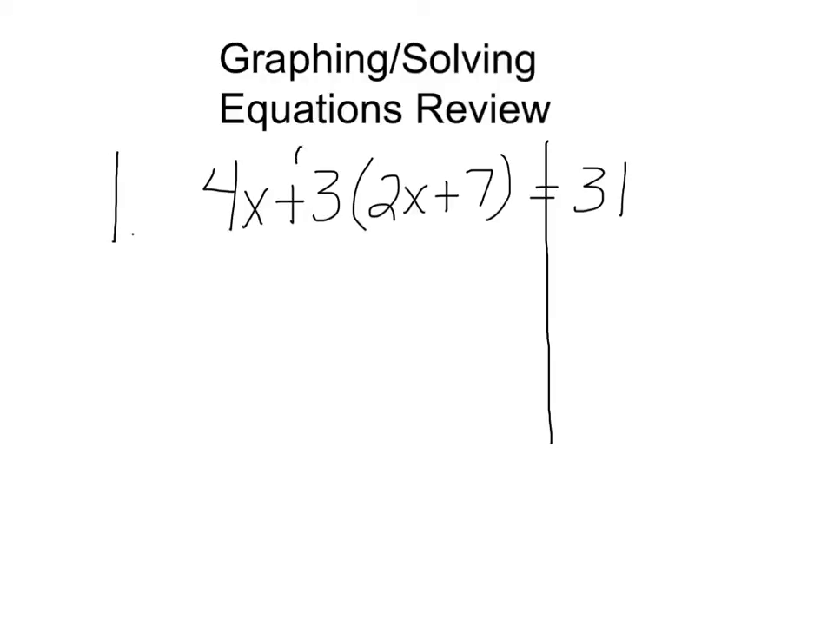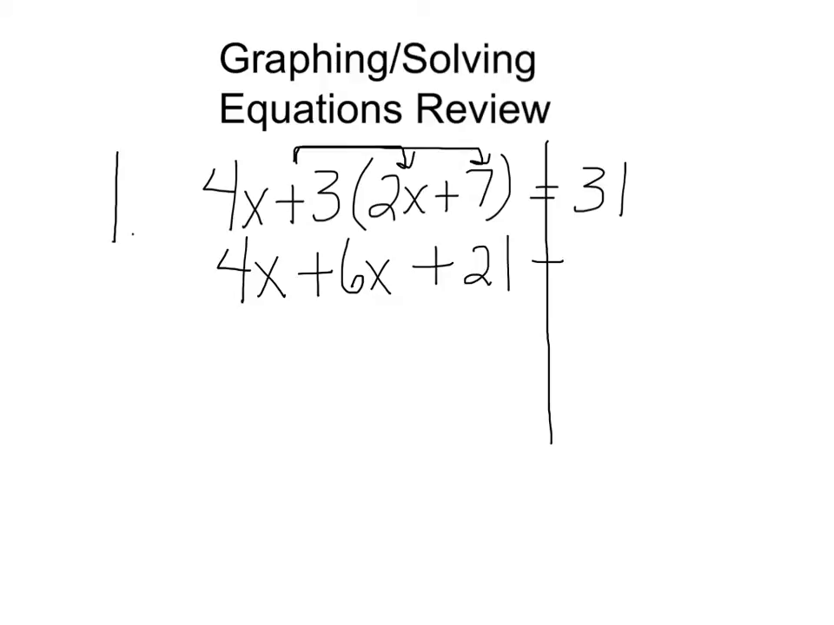I need to distribute a positive 3 times this 2x, and I need to take a positive 3 times this positive 7. So let's go ahead and do that. I'm not doing anything with the 4x right now, so I'm just going to rewrite that back down. If I take positive 3 times a positive 2x, I get a positive 6x. And if I take a positive 3 times a positive 7, I get a positive 21. And that's going to be equal to 31. That's what I have on the right-hand side.